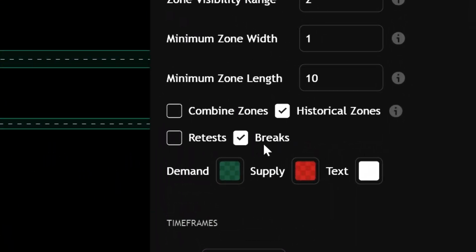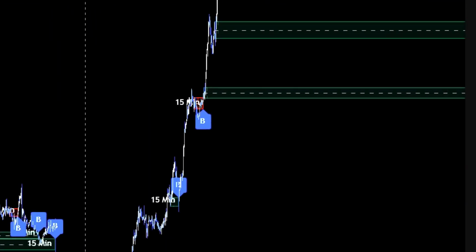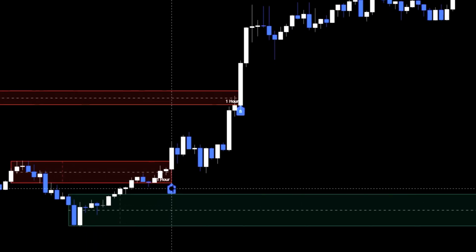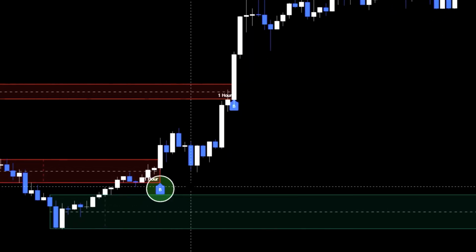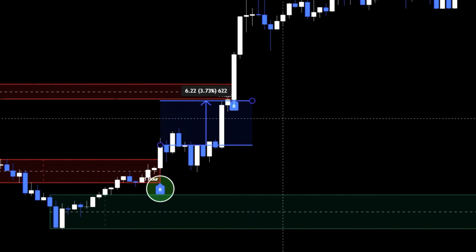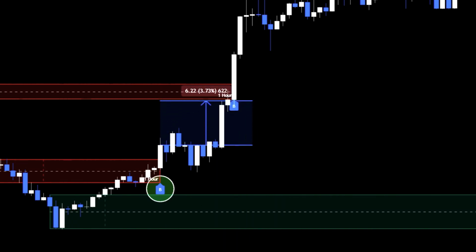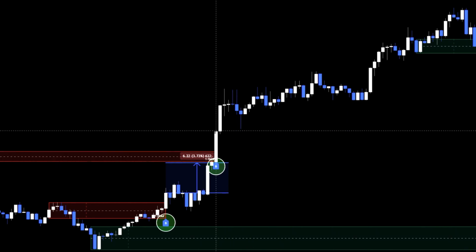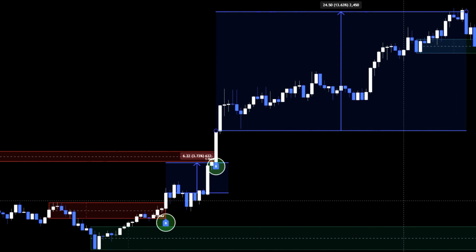When a zone breaks, a blue B label shows up. For example, if a supply zone breaks on a 1-hour chart, that B could signal a long trade after the breakout. Personally, I choose to focus on trading breaks over retests. Focusing on one lets you master a specific approach, like becoming a pro at breakout trading rather than trying to handle both and not knowing which to prioritize, especially when a strategy improves decision making and consistency.